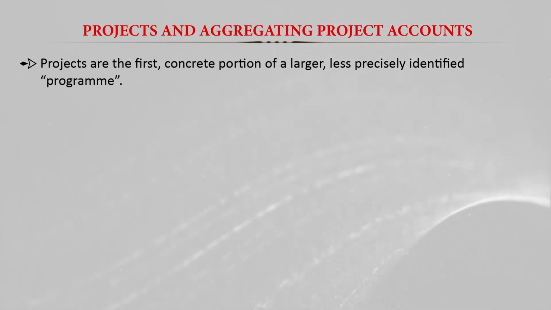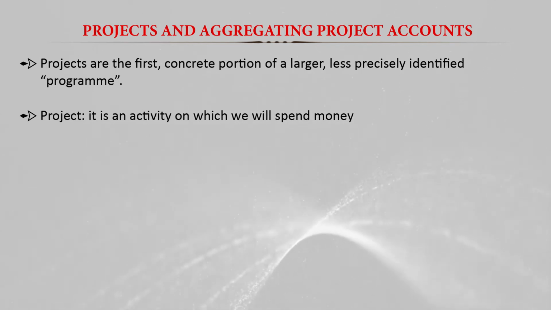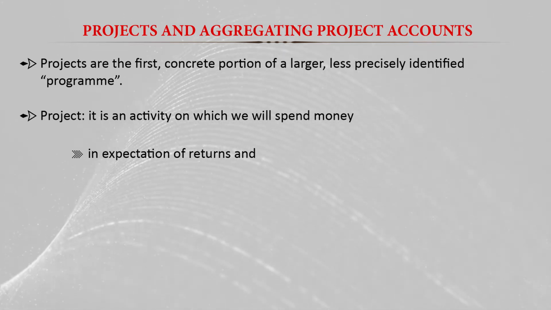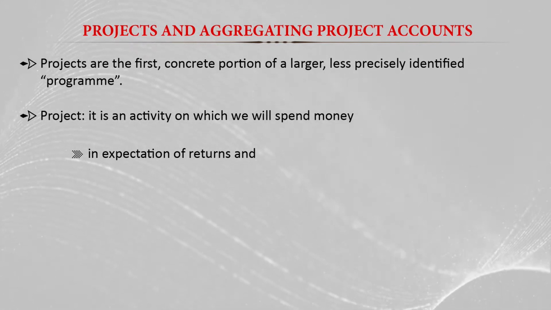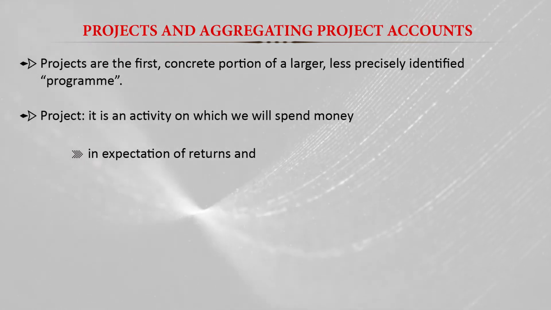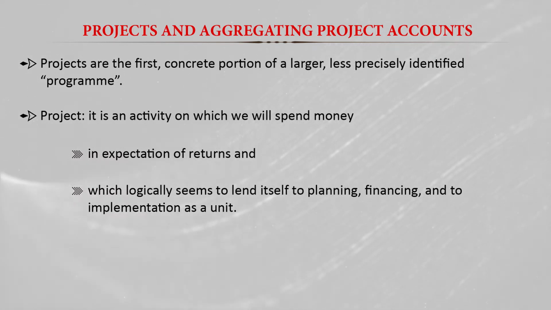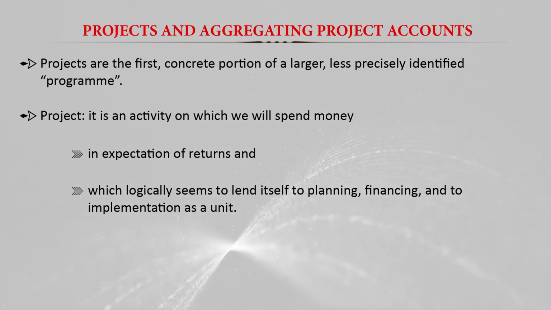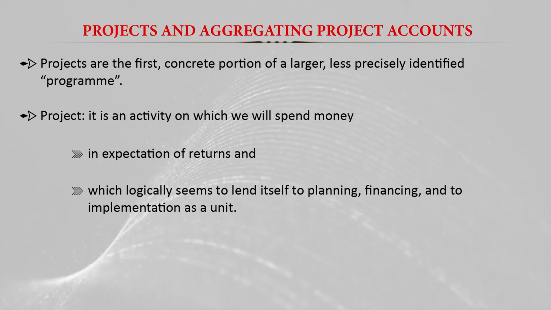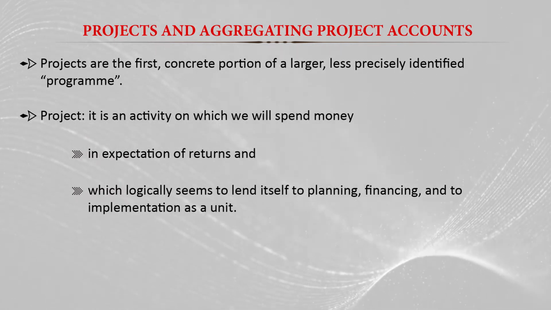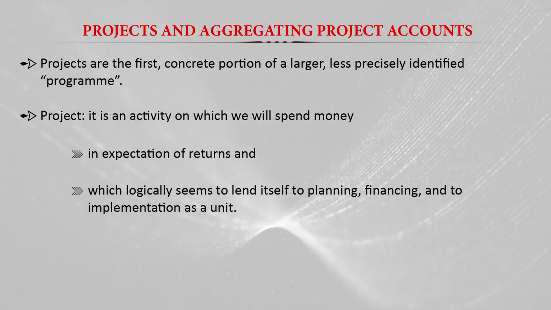And how we can define a project is basically an activity on which we spend money in expectation of return. So we spend some money and we have the expectation that we will get some return out of that expenditure. So a project basically is an investment activity in expectation of return, which logically seems to lend itself to planning, financing, and implementation as a unit. The purpose of the project is that we make expenditure, and all the expenditure we will get back from the output or from the production activity of the project. So basically the project itself will earn back the cost through its activity. So that is the concept.